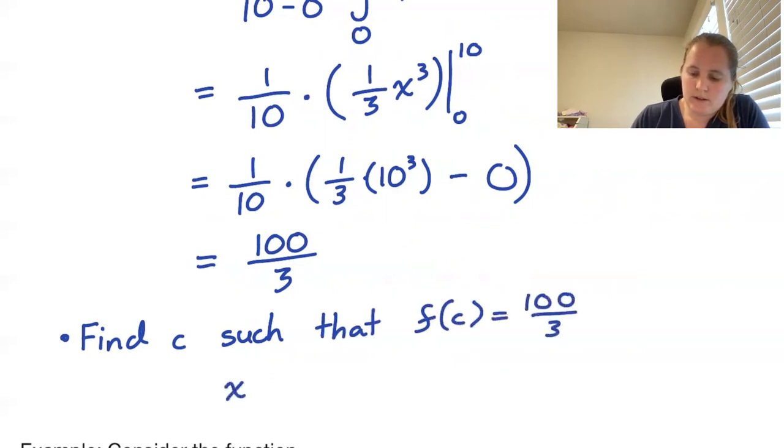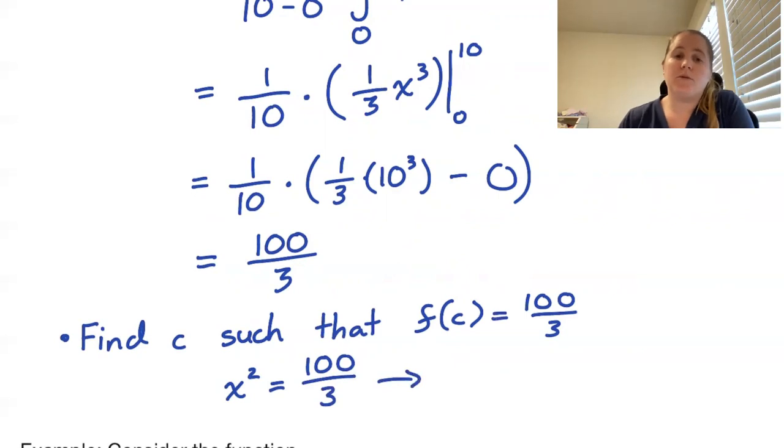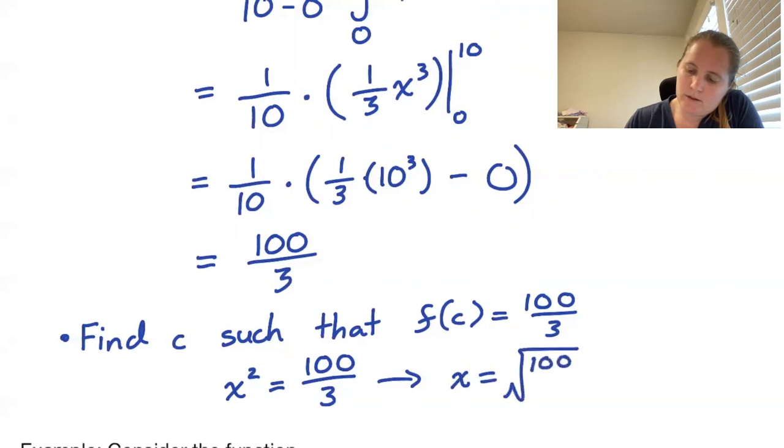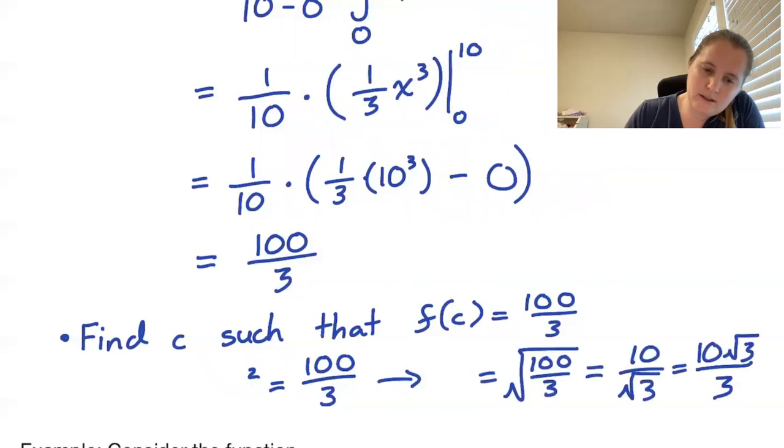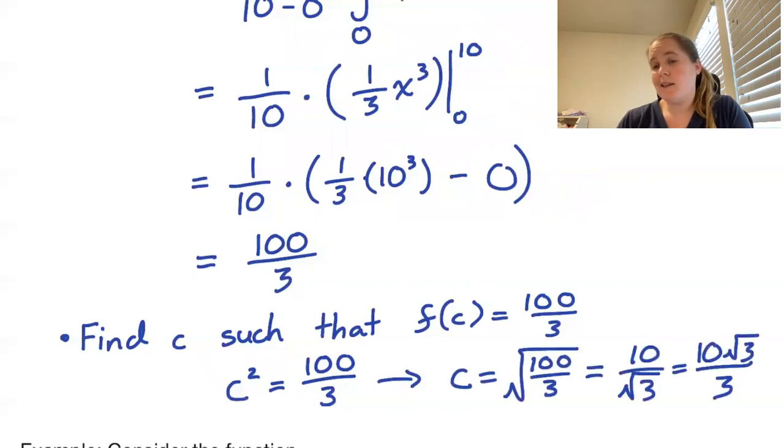So we are solving x squared equals 100/3. And looking on the interval from 0 to 10, that would be x is equal to the square root of 100/3, or 10 over the square root 3, or 10 root 3 over 3, if we want to put this without a radical in the denominator. And then, of course, we could plug that into our calculator. Oh, technically, this should have been c squared and c equals. So this is our value of c that satisfies the mean value theorem of integration.